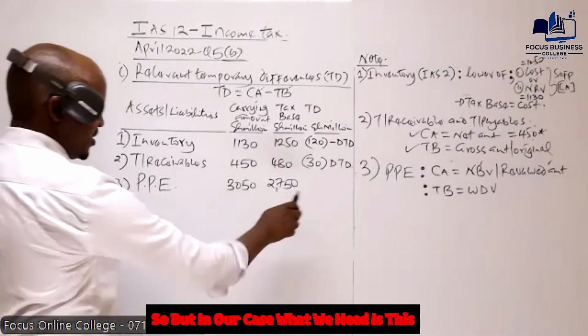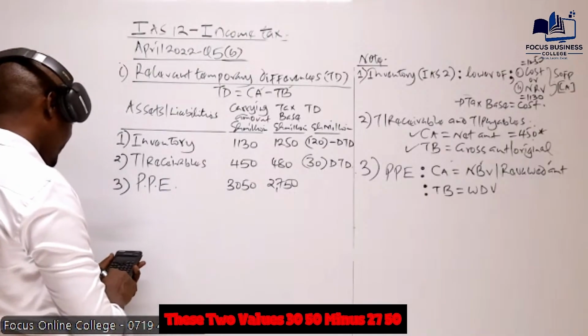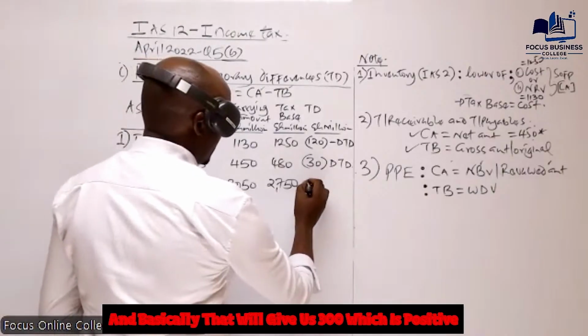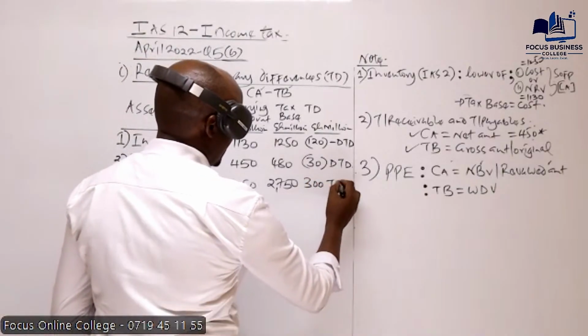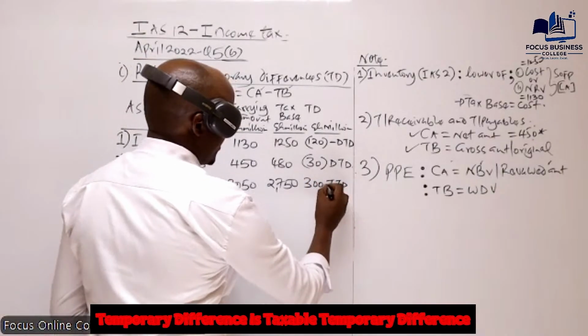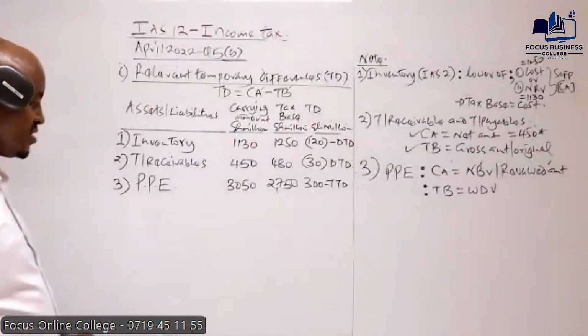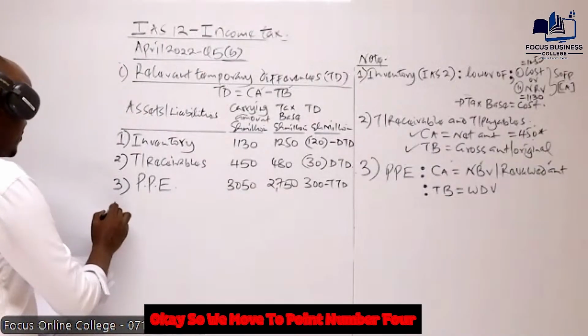So, but in our case, what we need is these two values, 3050 minus 2750. Basically that will give us 300, which is positive, and this is a taxable temporary difference. Okay, so we move to point number 4.